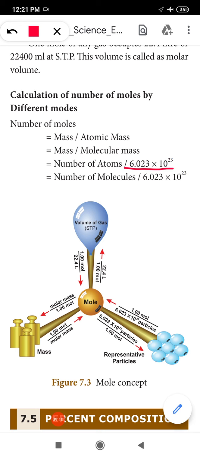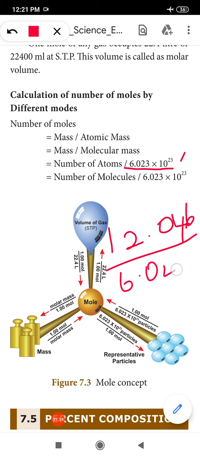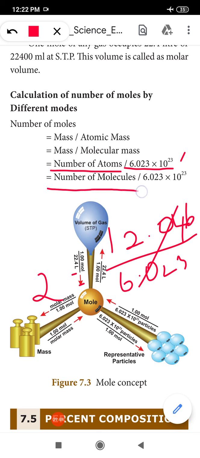You are having 12.046 into 10 power 23 particles. Then calculate the number of moles. Calculate the number of moles means number of atoms divided by Avogadro number, 6.023 into 10 power 23. By cancelling this you can get 2 moles. Okay, if they give number of atoms and ask to calculate, use this formula. If they ask to calculate number of molecules, use this formula.